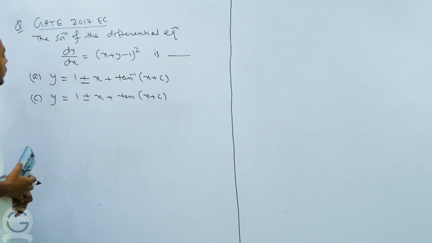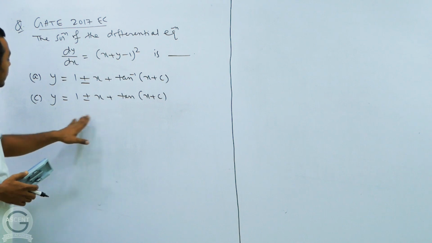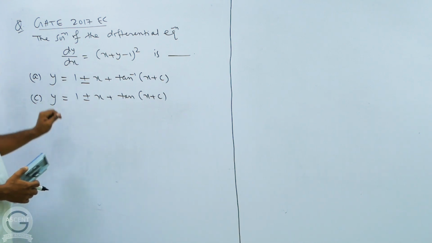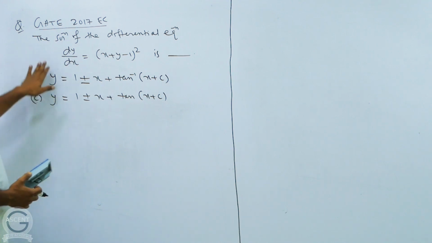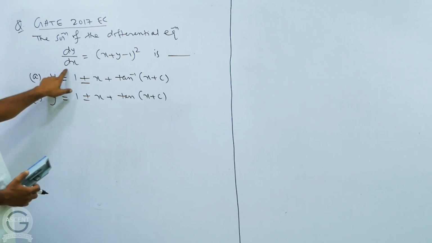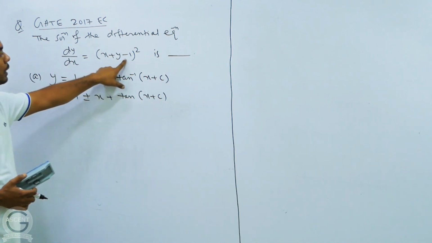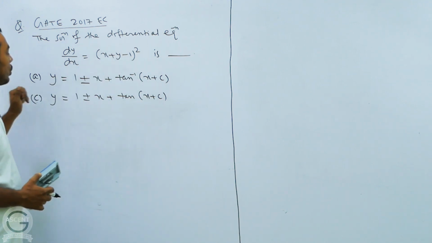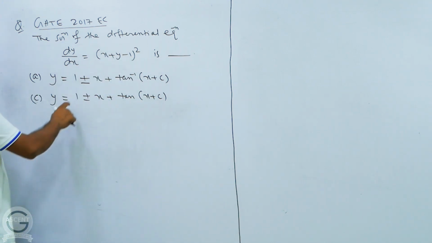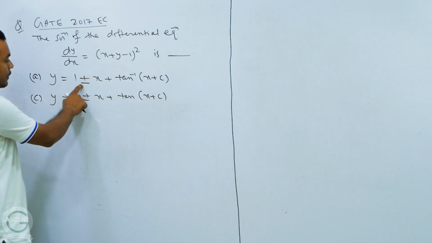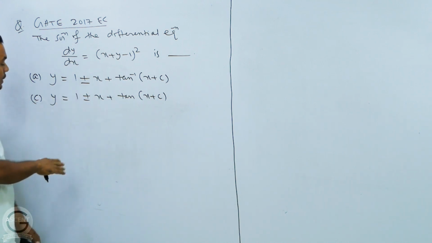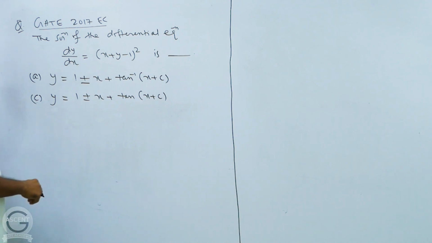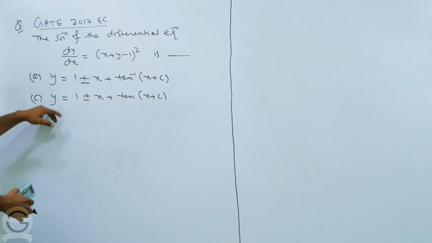Okay, so the next problem on the concept that we have just learned was asked in GATE 2017. The problem is: the solution of this differential equation dy by dx equals (x plus y minus 1) squared is, and 4 options are given. Option A is with a plus sign, option B with a minus sign, option C with a plus sign, D with a minus sign. We have to find which one of these functions is the solution of the given differential equation.